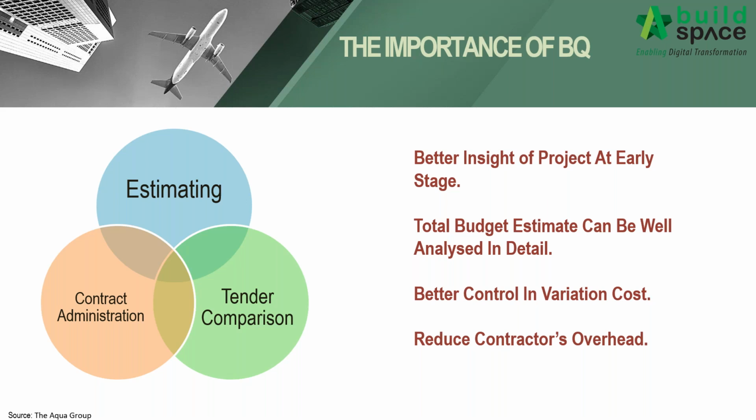On the contractor side, having a BQ helps contractors to lower their estimating risk. Also, since BQ allows all contractors to tender on the same basis, it helps to reduce the contractor's overhead, which eventually links up to the previous point, where it would give better control in variation cost at the post-contract stage.